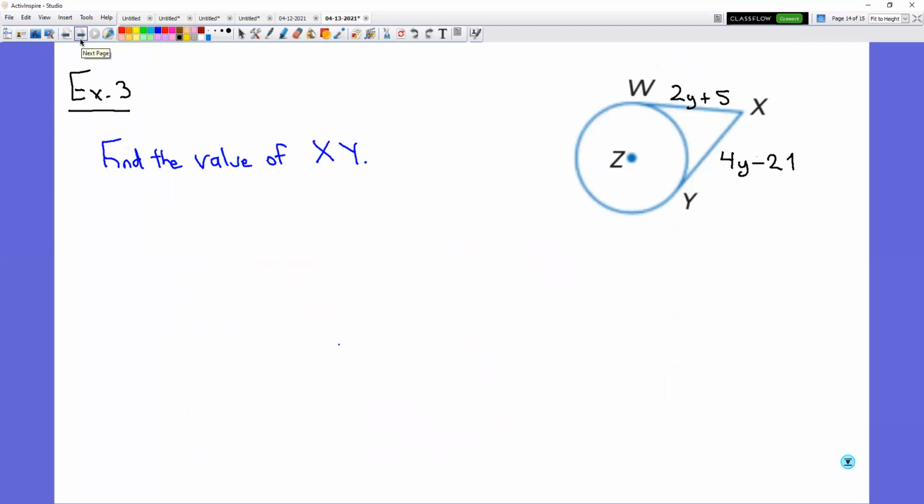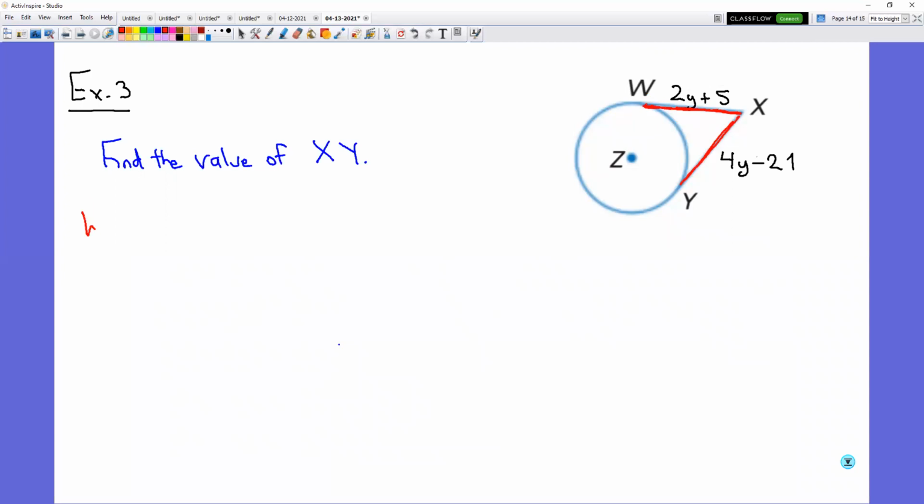All right, example number 3 is asking us to find the value of x, y. So that's the segment xy. Now notice on this particular problem that WX, which is right here, is touching this circle one time. Therefore, it's a tangent. This XY is touching the circle one time. So therefore, it's a tangent.